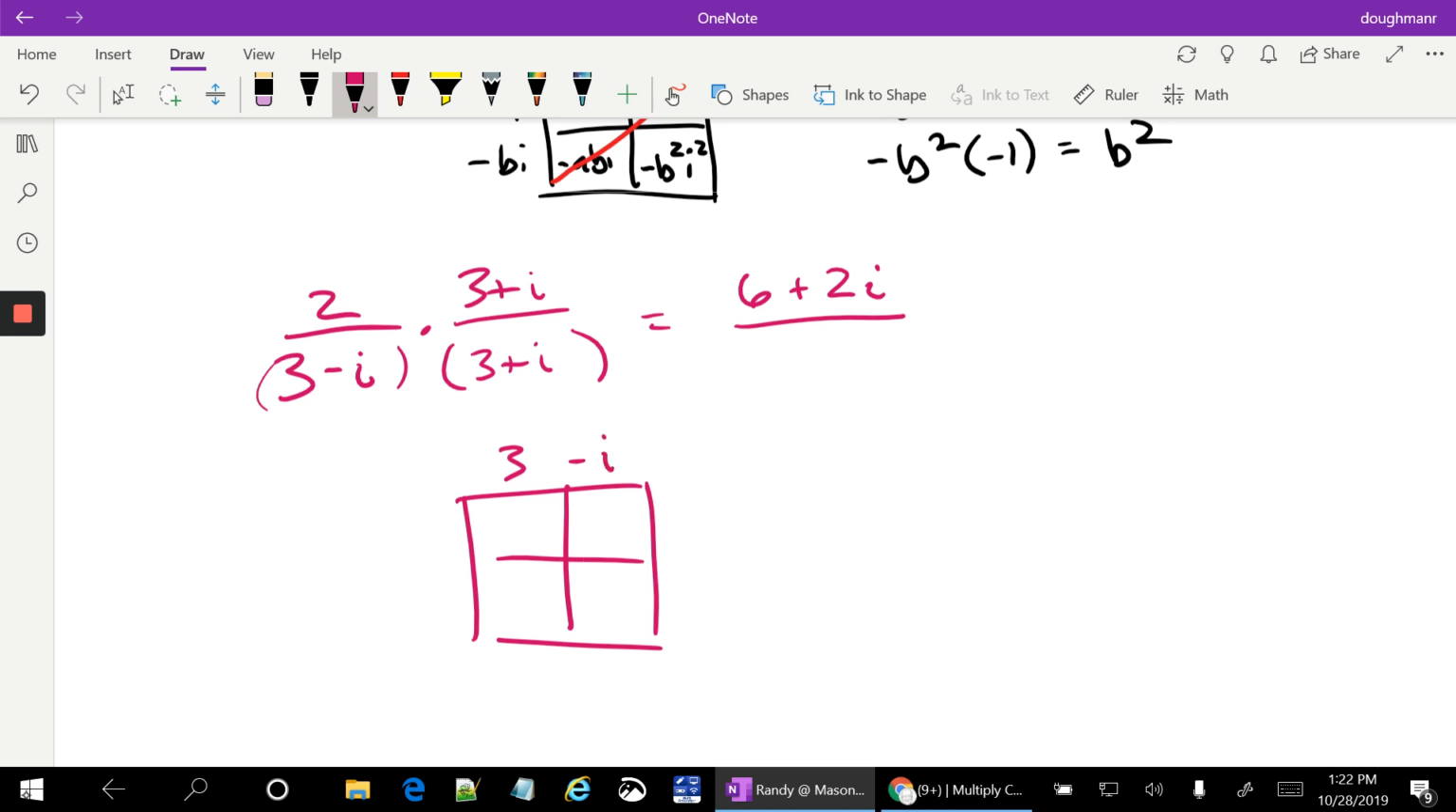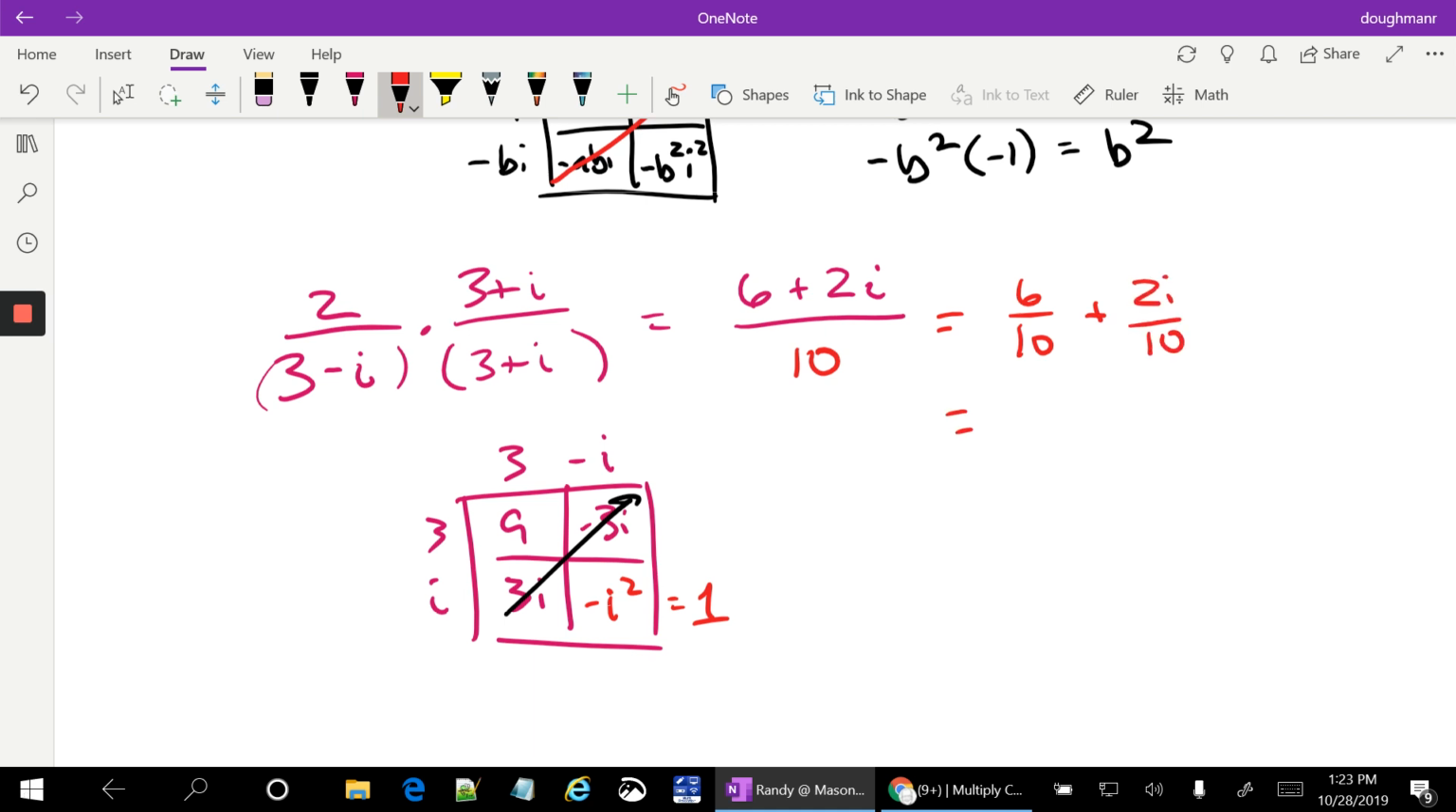And now the denominator. Here, 3 minus i, 3 plus i, so that's a 9, minus 3i, positive 3i. Those go away. And here I get a minus i squared, which is the opposite of a negative 1, which equals 1. So 9 plus 1, that's 10. All right, now we really want to split it up into a real part plus an imaginary part. So I'm going to rewrite this as 6 over 10 plus 2i over 10. Now it becomes obvious that I can simplify the fractions. So this is now 3/5, and 2/10 is 1/5 i. That's my answer.